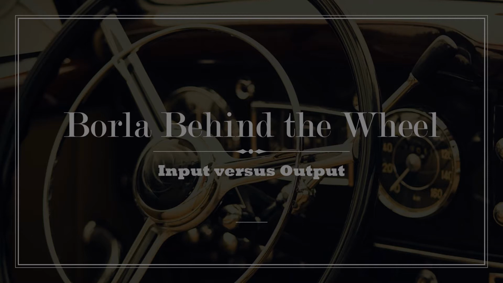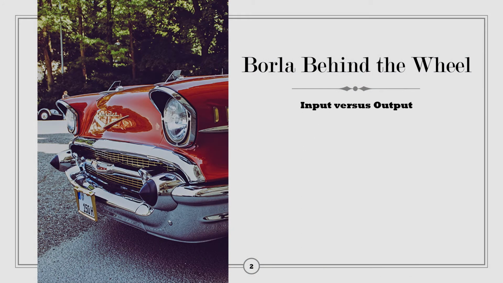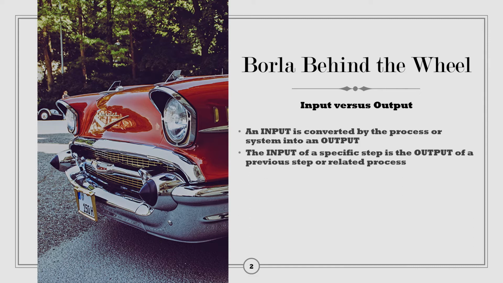In this installment, we're going to talk about input versus output. Inputs versus outputs. An input is converted by the processor system into an output. The input of a specific step is the output of a previous step or related process. As you can see, that can cause confusion if you don't specify the process step. And in another installment, I talk about upstream and downstream, talk about suppliers and customers.